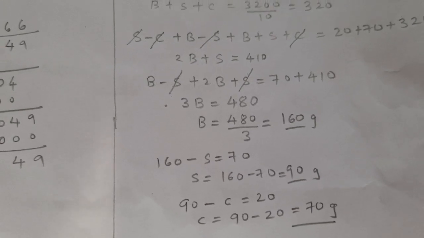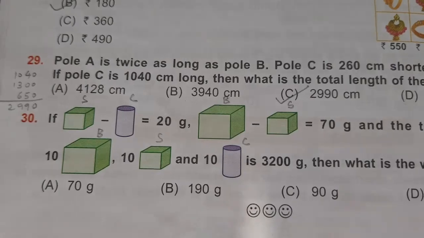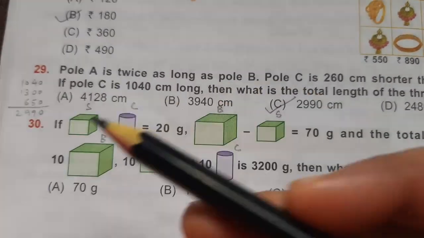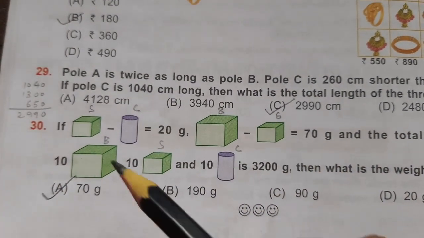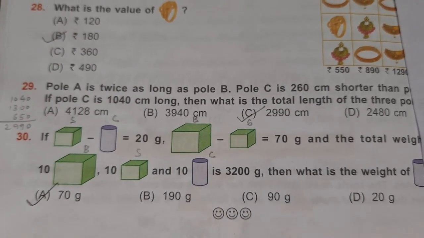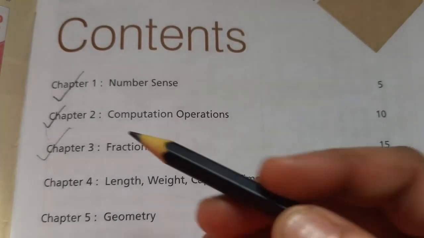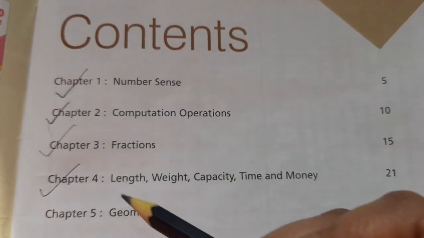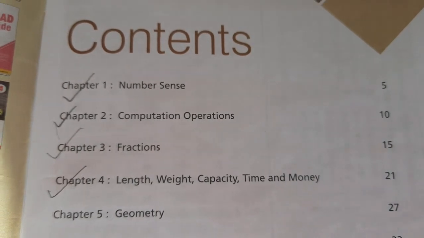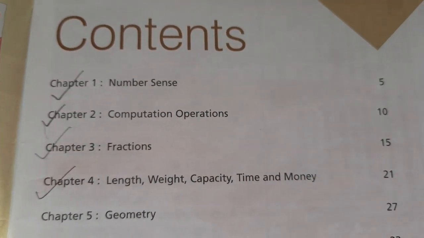So which means weight of a cylinder is 70 grams, which is option A. Please tick it and transfer all your answers to the OMR sheet. So with this, we completed our chapter. So let us put a tick mark on chapter 4, length, weight, capacity, time and money, and give yourself a thumbs up that yes, we completed this chapter as well.